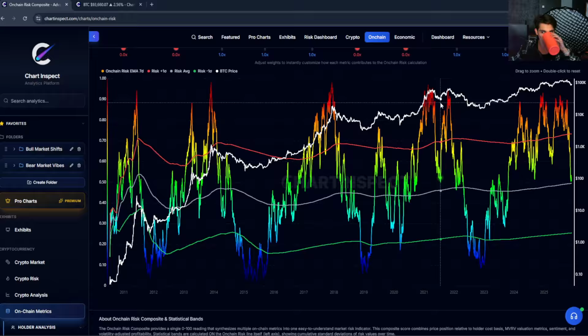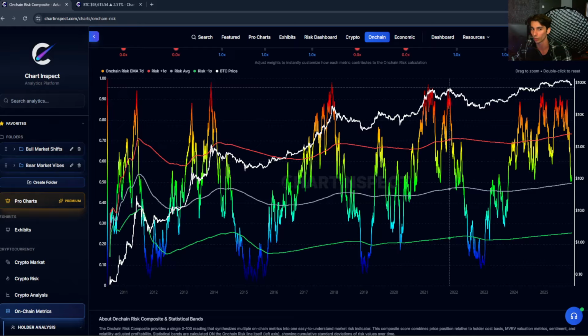So in 2017, when Bitcoin topped at around $20,000, the on-chain risk was near 1. And then it fell all the way down through 2018. It fell all the way down into that green accumulation zone, right? That entire year was a bear market.